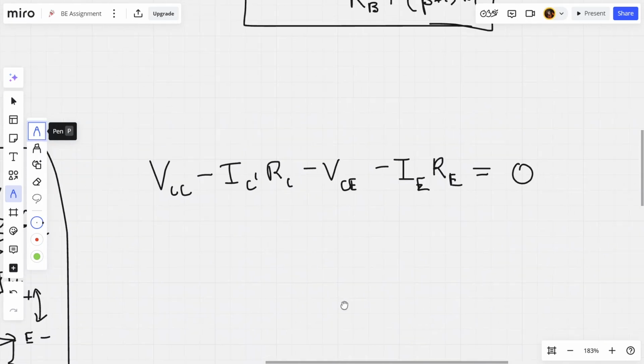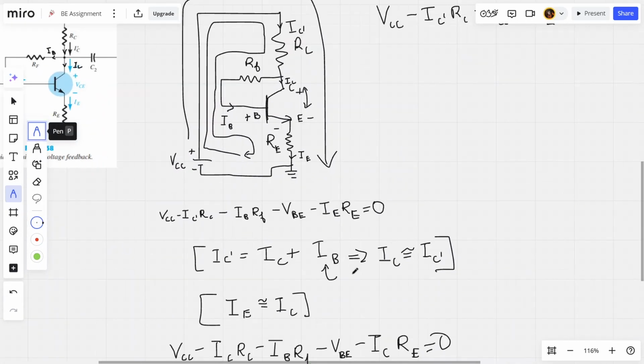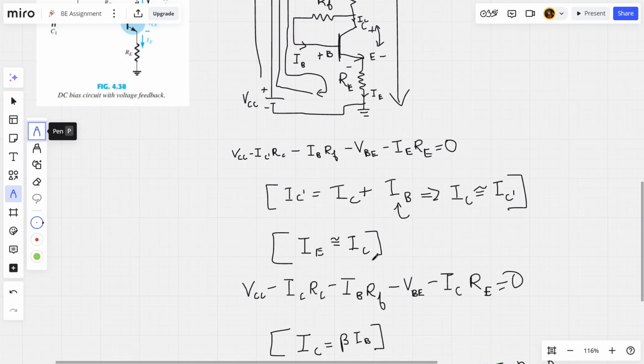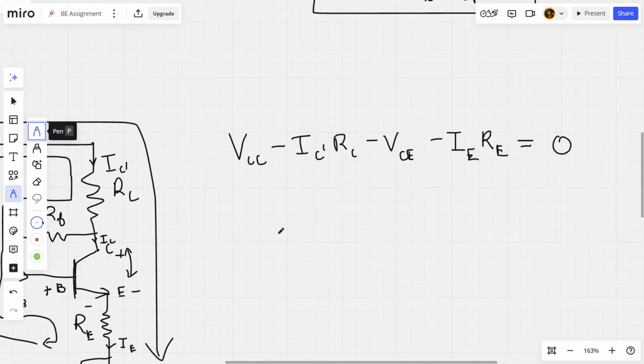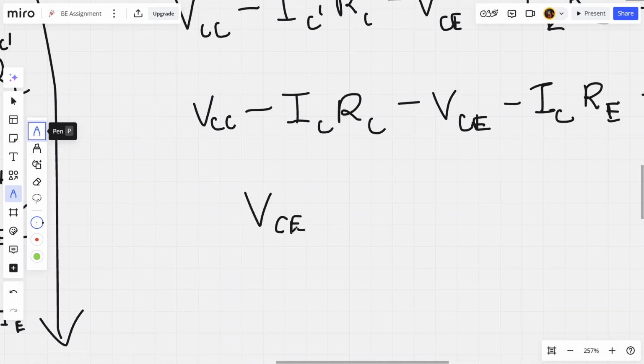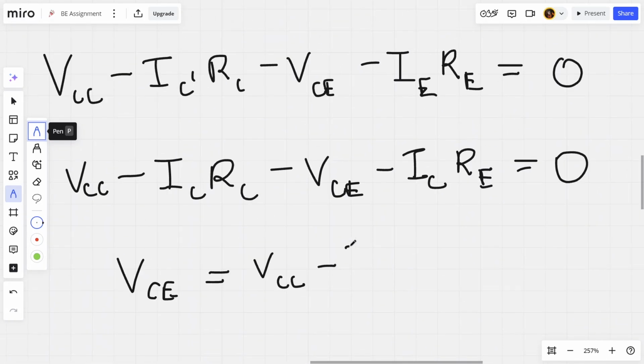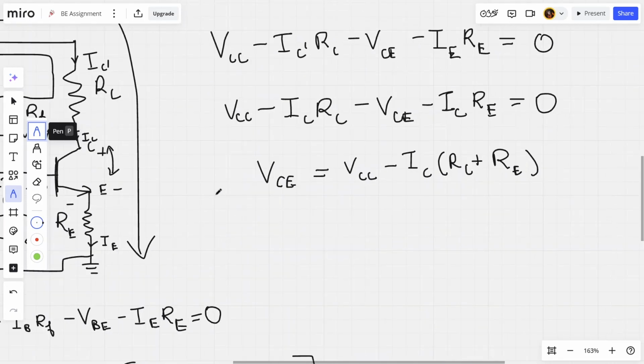Again, applying the following approximations: IE is similar to IC and IC is similar to IC dash. We can write, and finally get the value of VCE as this.